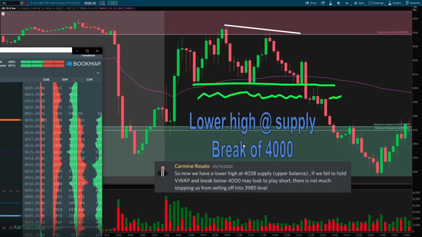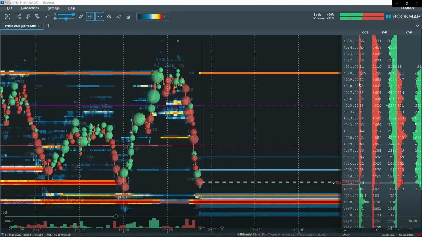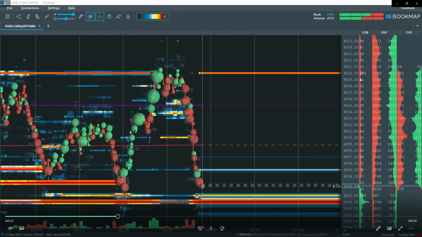Again, we have a lower high at supply. If we fail to hold VWAP and break below 4,000, I may look to play short. There's not much stopping us from selling off into 3,985. So a lower high was put in. We were watching for a break below 4,000 if we can confirm it by the tape, targeting 3,985. Watch what happens as the market breaks 4,000. We have a large passive buyer there.